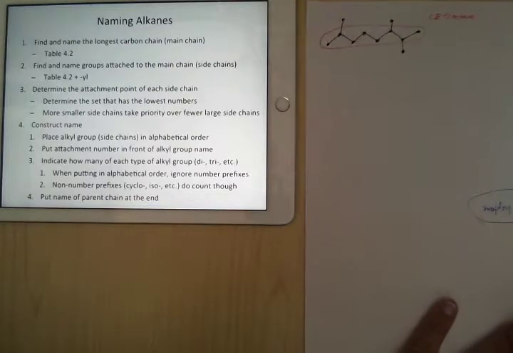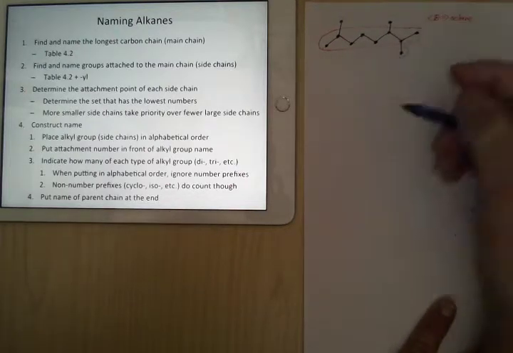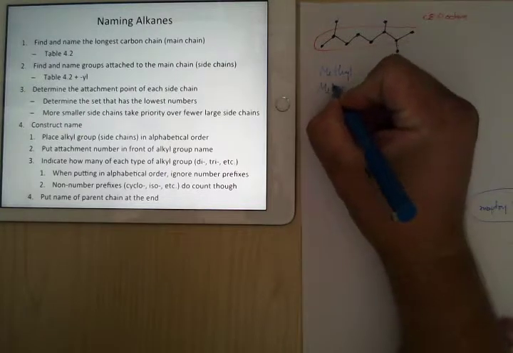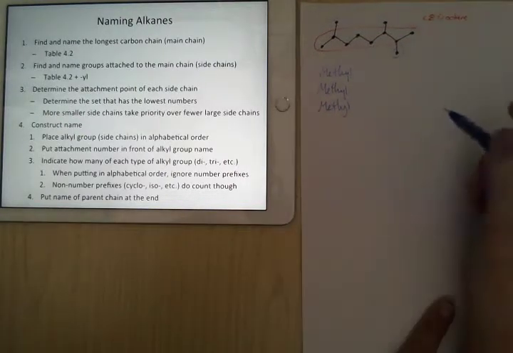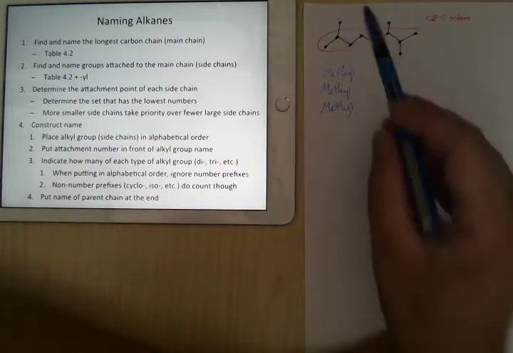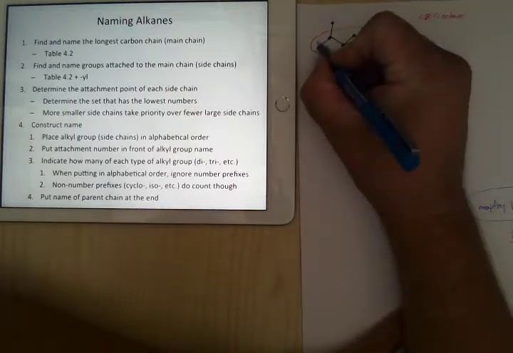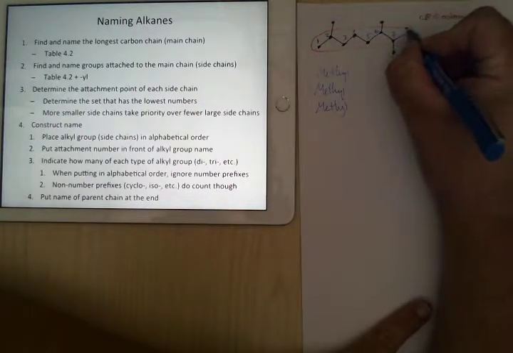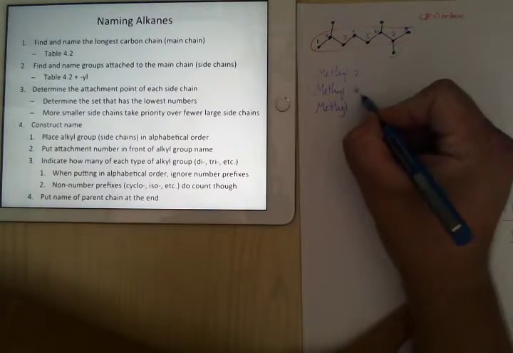Okay, and so here we go. So we have methyl. Pen's running out. I'm mostly using methyls just for simplicity's sake, but it ends up working out the same. So if we're going to start on this side, it's 1, 2, 3, 4, 5, 6, 7, 8. Okay, so it ends up being 2, 6, 7.